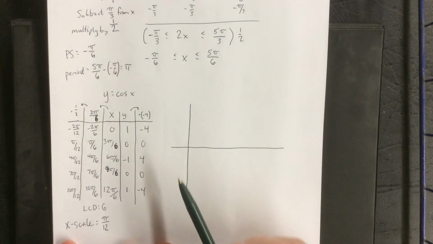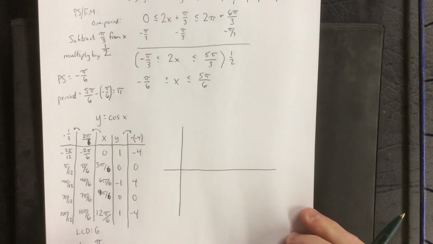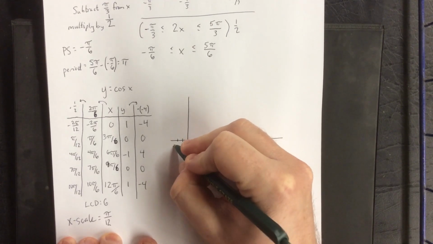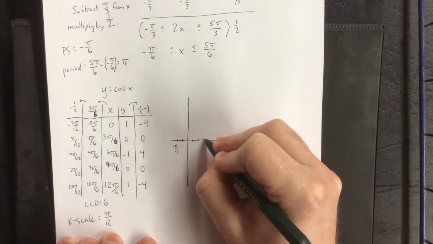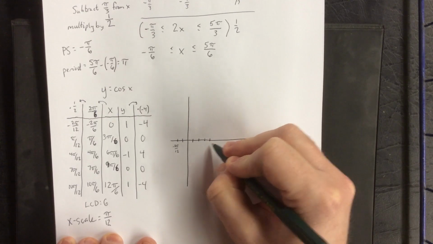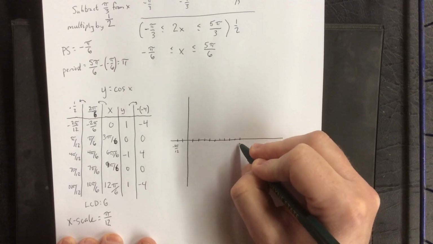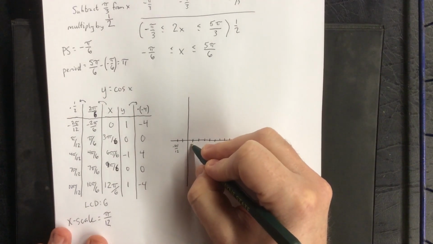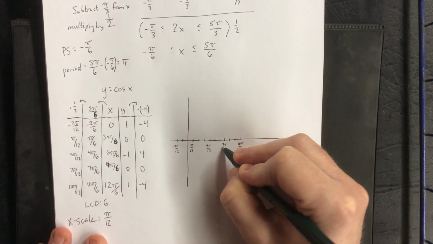Now because this one featured a 2x plus pi over 3 back at the beginning, that's why the phase shift is negative. We are shifting to the left. Now with an x scale of pi over 12, we need 2 of them to the left. That's negative 2 pi over 12, followed by pi over 12, 4 pi over 12, 7 pi over 12, and 10 pi over 12. So important points were pi over 12, 4 pi over 12, and 7 pi over 12.